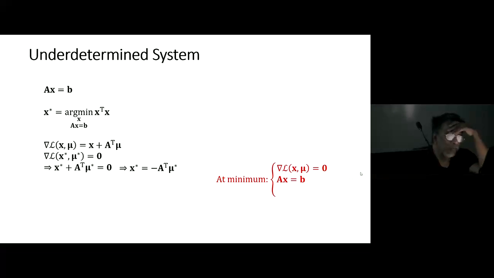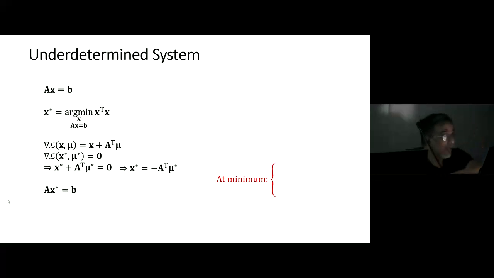So from this equation, the first order necessary condition for the constrained minimum, I got this expression here. So this is now taken care of. Now I only need to make sure that Ax equals b. This is what I get: x star is equal to negative A transpose mu. Let me use this expression in Ax star equals b.